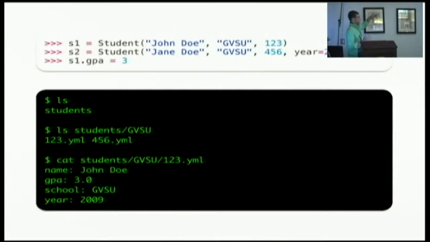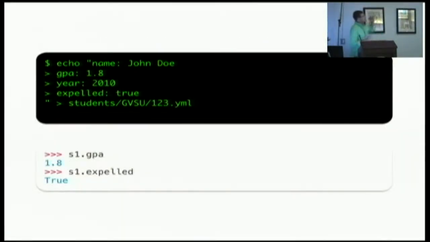If we cat one of those students, we can see it's a YAML file, and it has the attributes that we mapped earlier. If we modify one of these YAML files, so here we're echoing in a new GPA and a new attribute that didn't exist before, expelled, those are both immediately available on the object in our REPL.